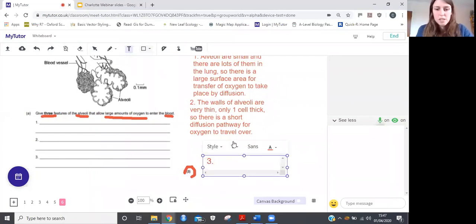We'll move it up in a minute. So our third point was about concentration gradient, wasn't it? So what is it about the alveoli that contributes to that high concentration gradient that allows diffusion to be really fast and really efficient?